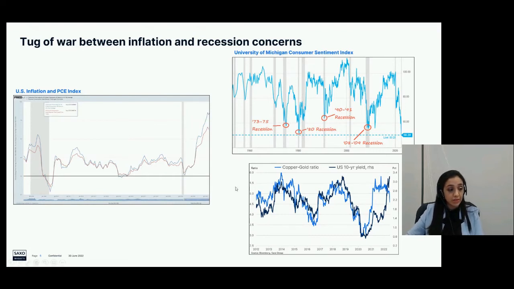At the bottom here, I also show a chart on the copper to gold ratio. It is seeing a sharp downturn in recent weeks, again signaling how far the market is pricing in a recession. It's a key recession indicator. This chart is actually calling for 10-year yields to turn lower, which is again a signal that markets are running ahead of themselves without real activity data pointing towards any big concerns.